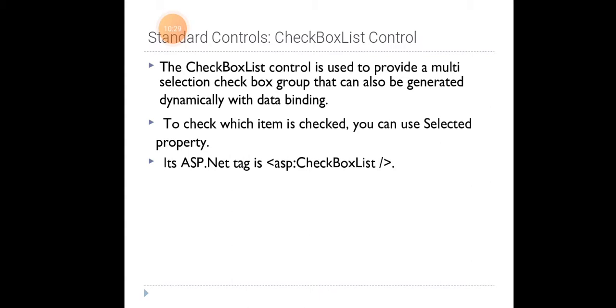Next, the checkbox list. It is nothing but just like our checkbox. Here a collection of checkboxes are there in a single control. It is used to provide a multi-selection checkbox group that can also be generated dynamically with data binding. What is meant by data binding? I will briefly explain it in the database chapter. Here I just give a hint: data binding is getting the data from the database. To check which item is checked, you can use the selected property. In ASP.NET, the tag is asp:CheckBoxList.